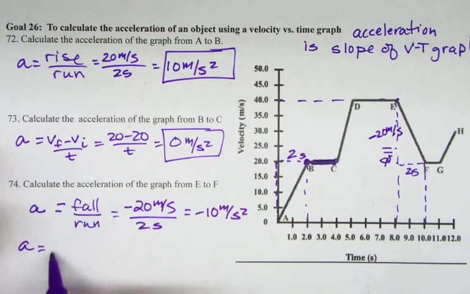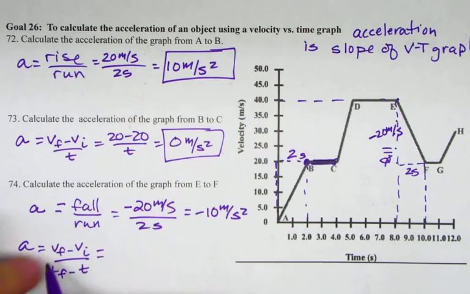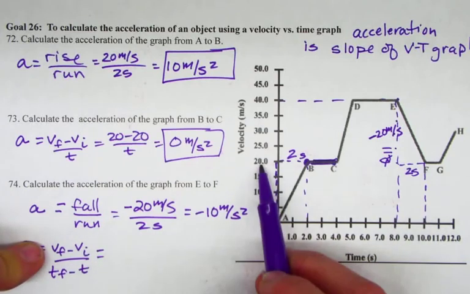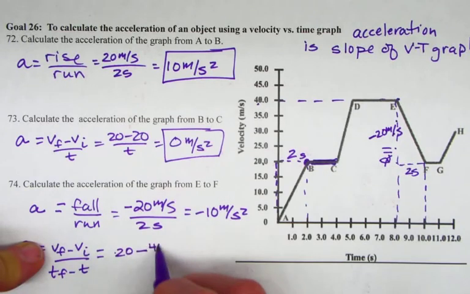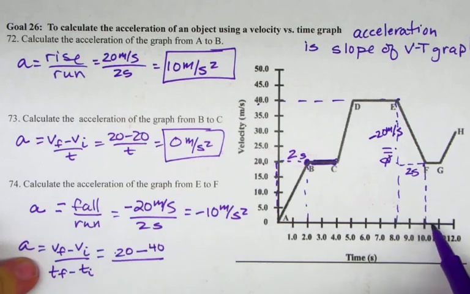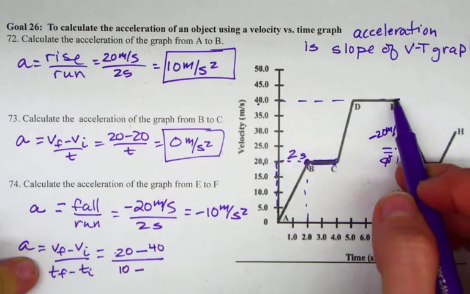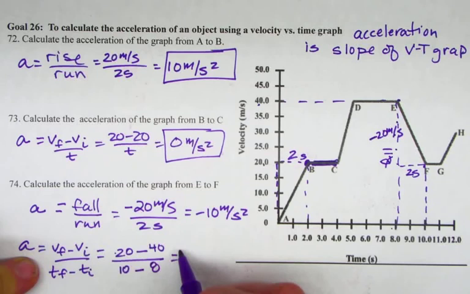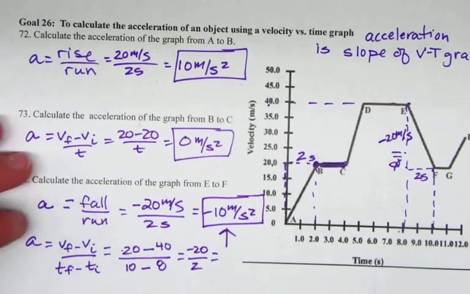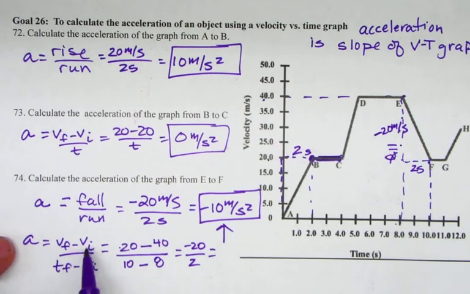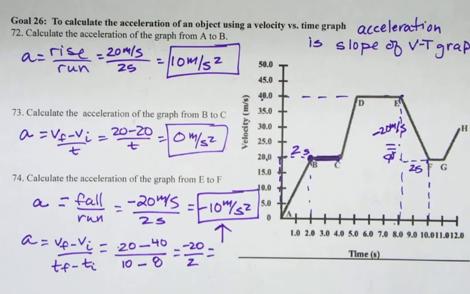And again, you can use the final velocity minus the initial velocity, and you can even use the change in time. So this is really just like the slope formula. So my final velocity was 20. My initial velocity is 40 over my final time was 10 seconds minus my initial time was 8 seconds, and you get negative 20 over 2, and then you're still getting this negative 10 meters per second squared. So you can use that slope formula, all right, or the formula for acceleration, change in velocity over change in time. You're going to get the same exact answer.